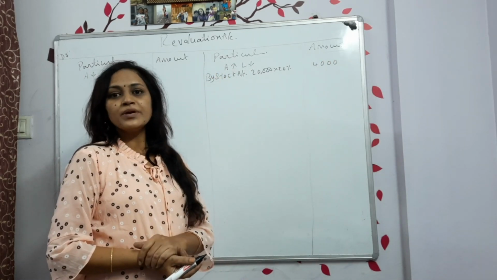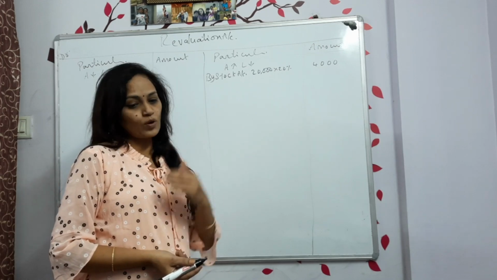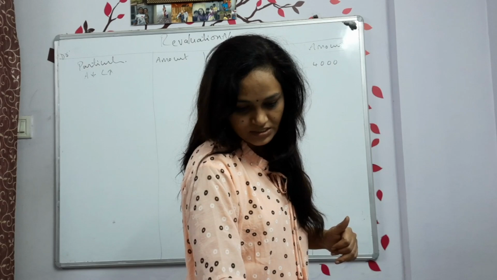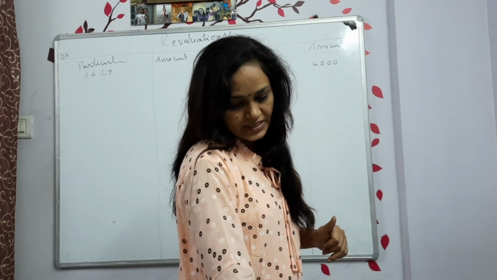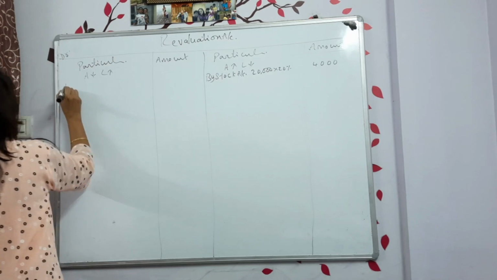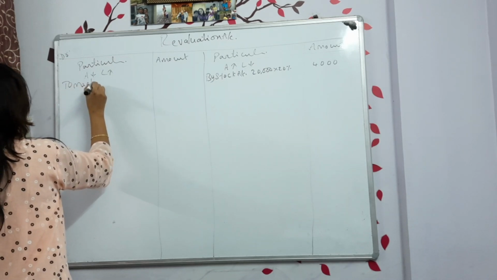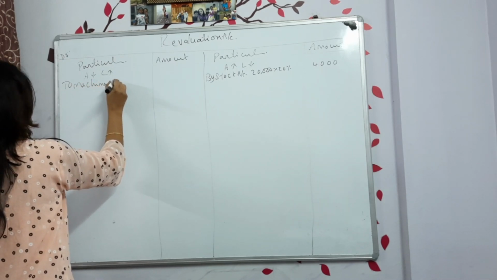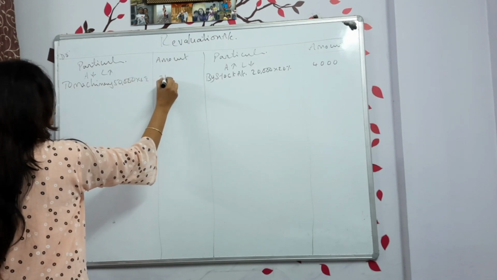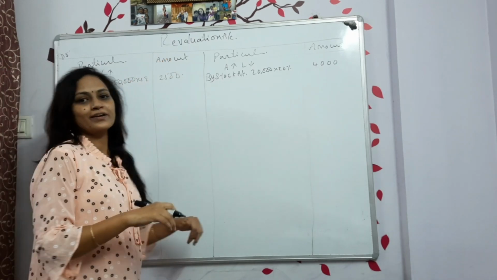Okay. Next, machinery is depreciated. What is the value of machinery? Let me check it out. Machinery value is 50,000. It is depreciated by 5%. So, to machinery, 50,000, on that 5% you will get 2,500.